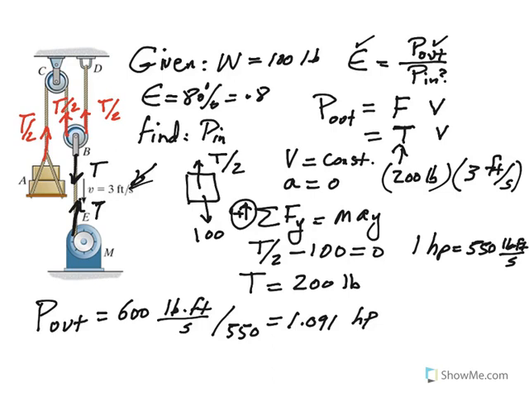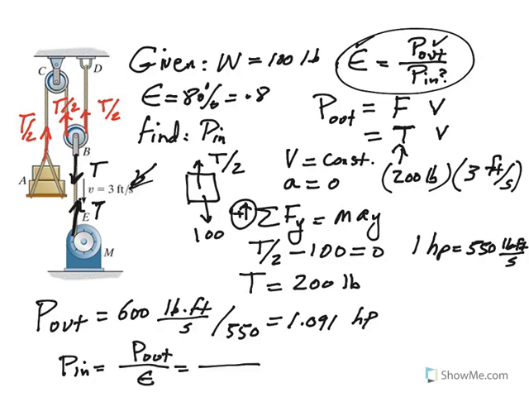So that means what you have to put into the system is going to be larger than 1.091 horsepower, because 20% of the energy is lost. Using this formula, the power input is equal to power out divided by efficiency. So if you take 1.091 horsepower and divide by 0.8, you end up getting about 1.36 horsepower.